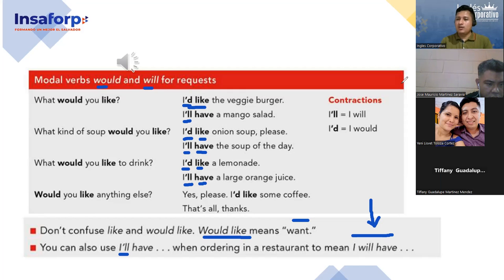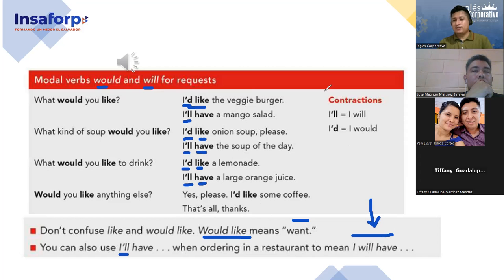So they say, come on in, please. Excuse me, please have a seat. When they reach you, they say these kinds of expressions just to be polite with you. Are you ready to order? What would you like to order? And then you can use this expression. You can say, I'd like the veggie burger. I'd like onion soup. Or you can say I'll to order in a restaurant.